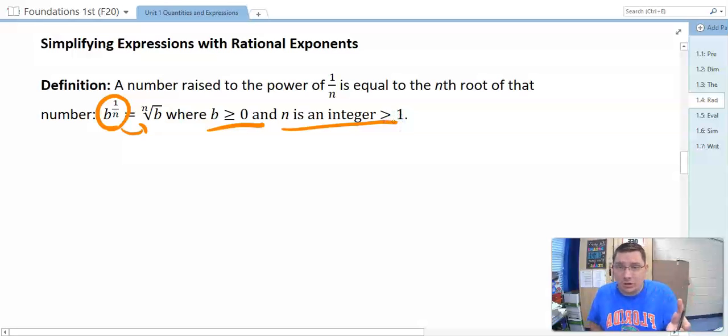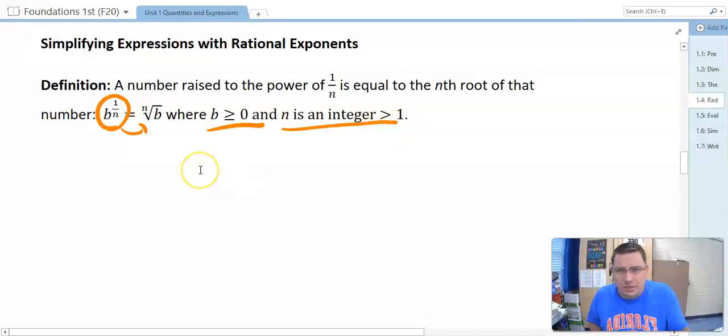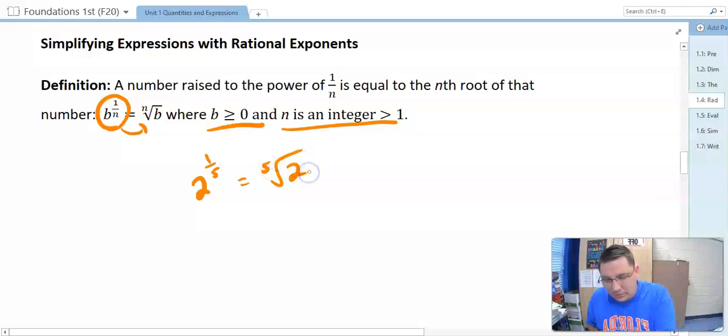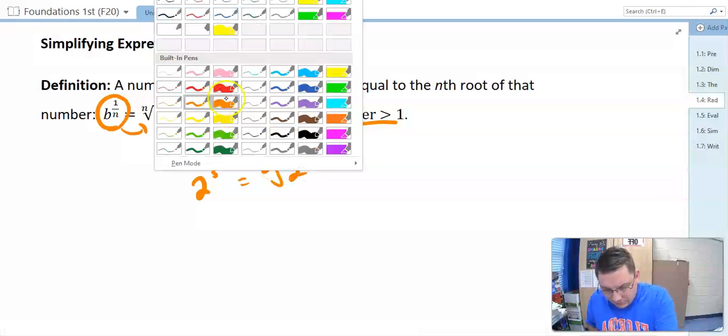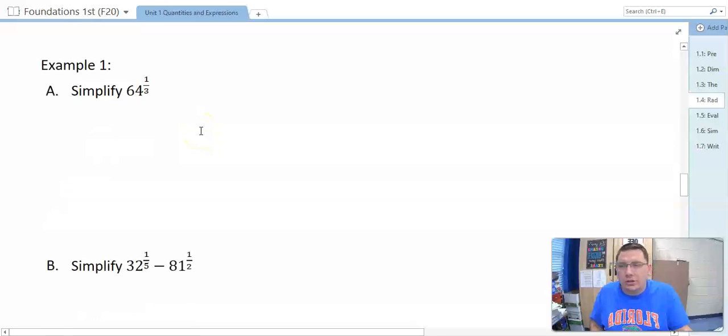Remember what integers are, right? But they need to be greater than 1. So we can start at 2. 2, 3, 4, 5, 6, and so on. Okay? And so what does this mean, this definition? We're talking about being able to take like 2 to the 1/5 power and rewriting it as the 5th root of 2. Because the number here will become the number here. Okay? So let's look at a couple examples of this.